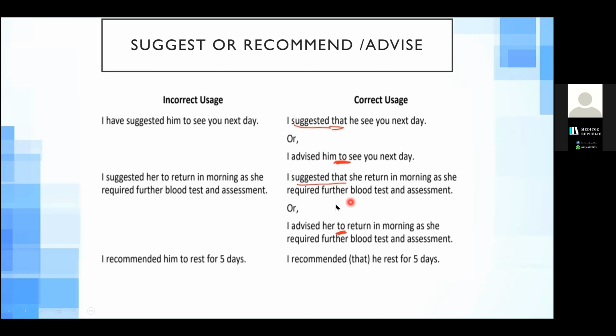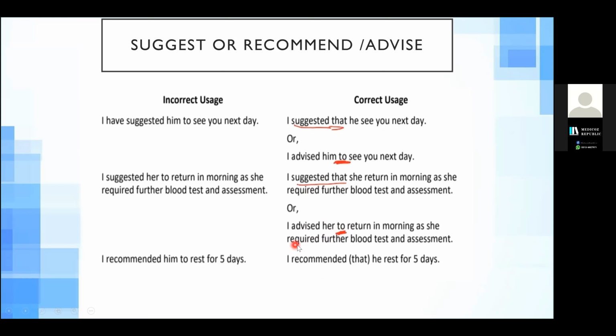Let's take a look at another example. I suggested that she return in the morning as she required further blood test and assessment. I suggested that. You cannot say I suggested her. Then again, I advised her. You should use her or him after advise, but not after suggest.